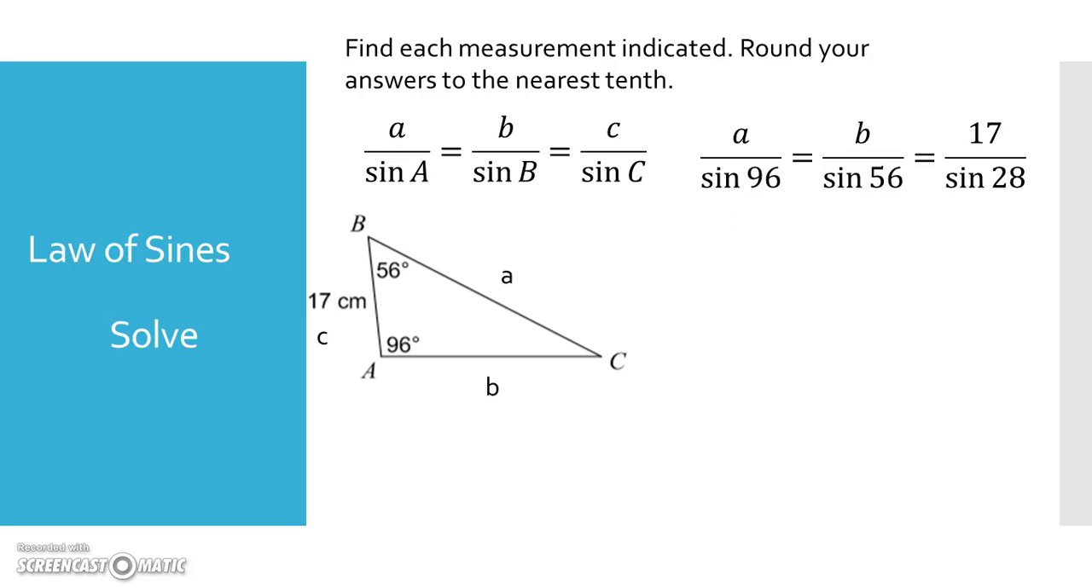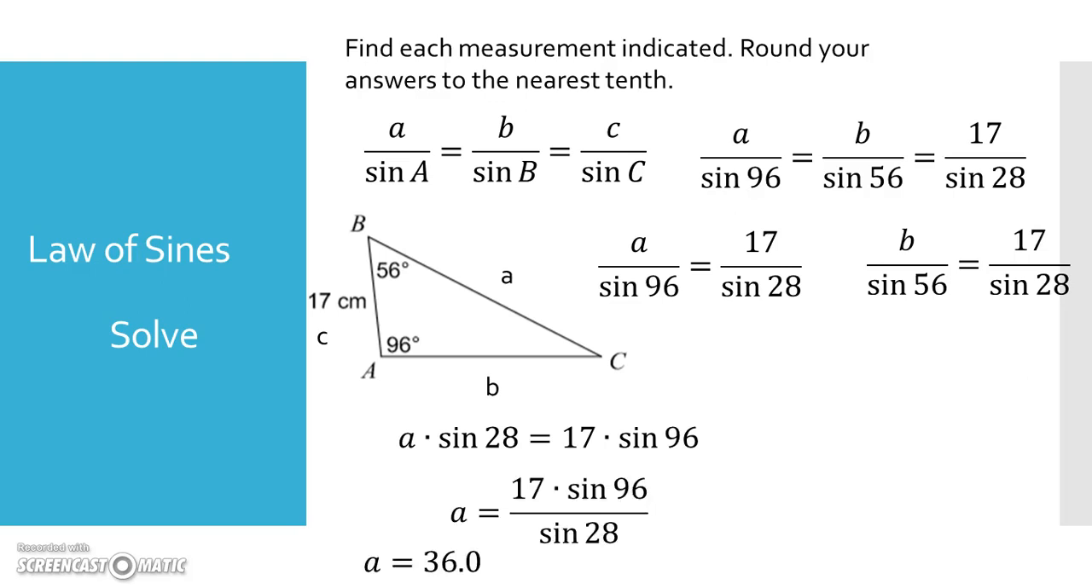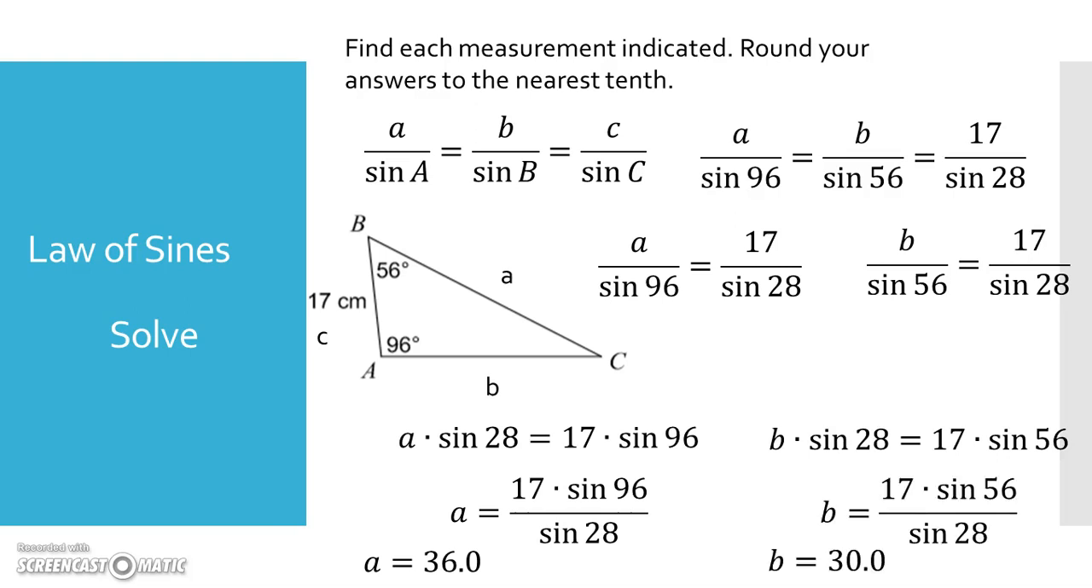I'm going to first use law of sines using A and C. So we have a over sine 96, 17 over sine 28. We can also set up another equation where we solve for B. And we're just going to solve both these law of sines questions. So we cross multiply. You get a sine 28 equals 17 sine 96, divided by sine of 28, and we get 36.0. Do the same thing for B. We get b sine 28 equals 17 sine 56, divided by sine of 28, and we get 30.0.